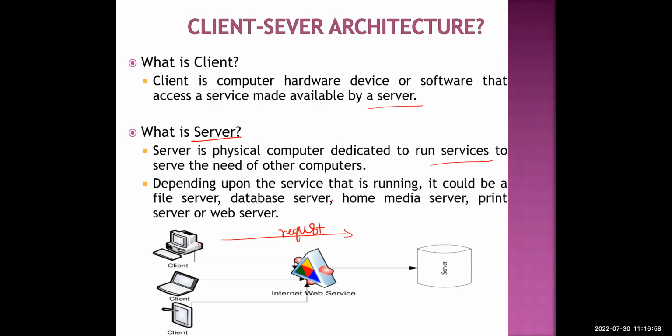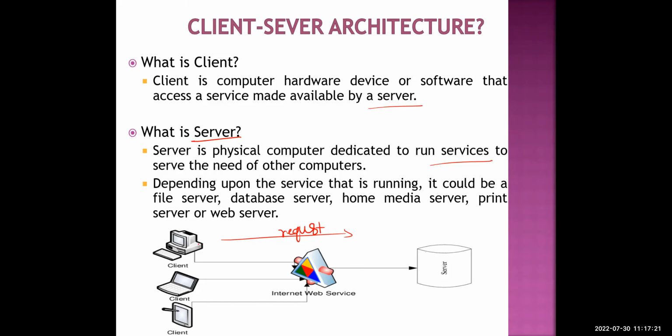So a server can be any server depending on your services, whatever it is running. It could be a file server, a database server, a home media server, a print server, a web server, it could be anything. For example, if you are passing amazon.com, suppose this is a particular URL I'm passing, this is a request I'm passing, what will happen?